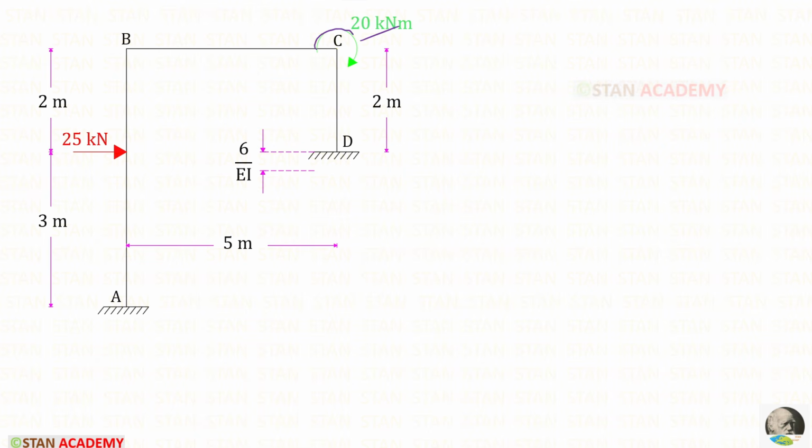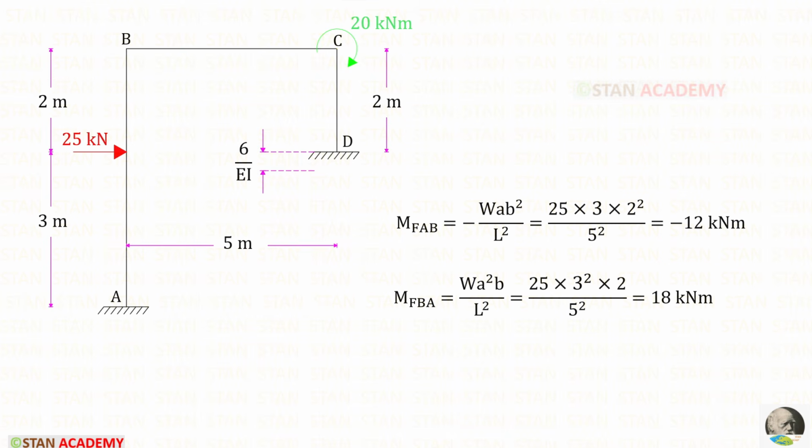It is acting in the clockwise direction and it acts in the node C. Length of column AB is 5 meter. Length of beam BC is 5 meter and length of the column CD is 2 meter. Let us find the fixed end moments in the column AB.